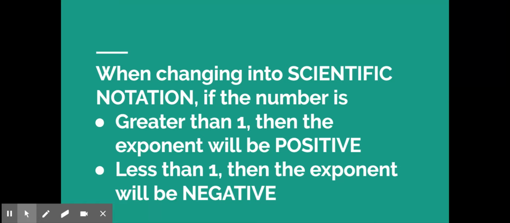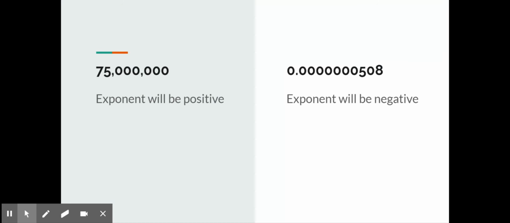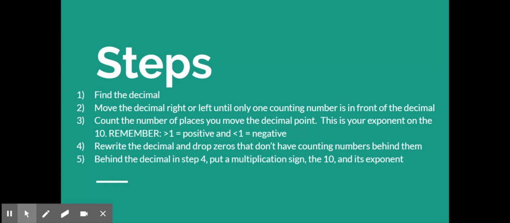Scientific notation is a way to simplify writing super large or super small numbers. When changing into scientific notation, if the number is greater than 1, then the exponent will be positive, and if it's less than 1, the exponent will be negative. So 75 million will have a positive exponent because it's greater than 1. And then the next number is definitely less than 1, so the exponent will be negative. Please pause this video and write these steps down in your notebook.